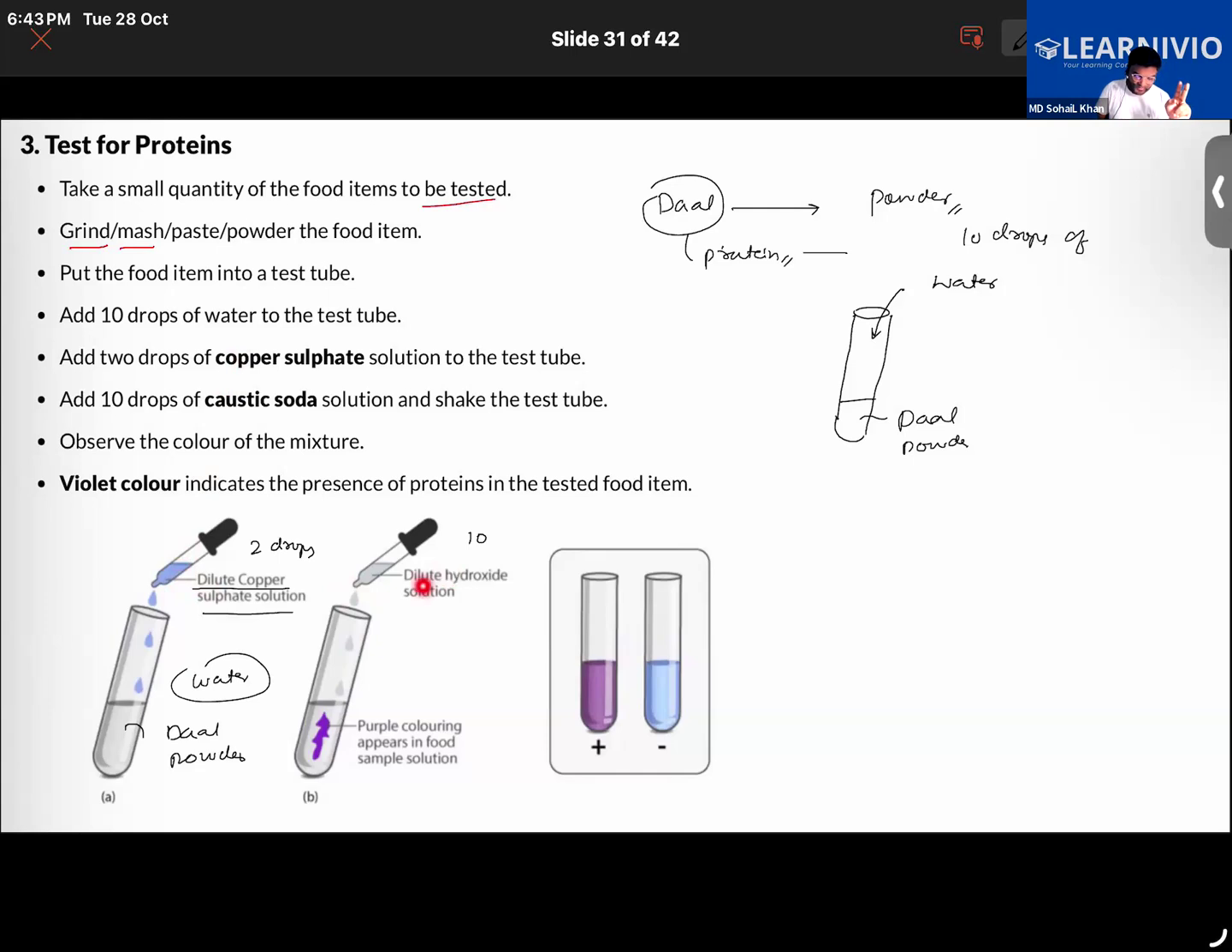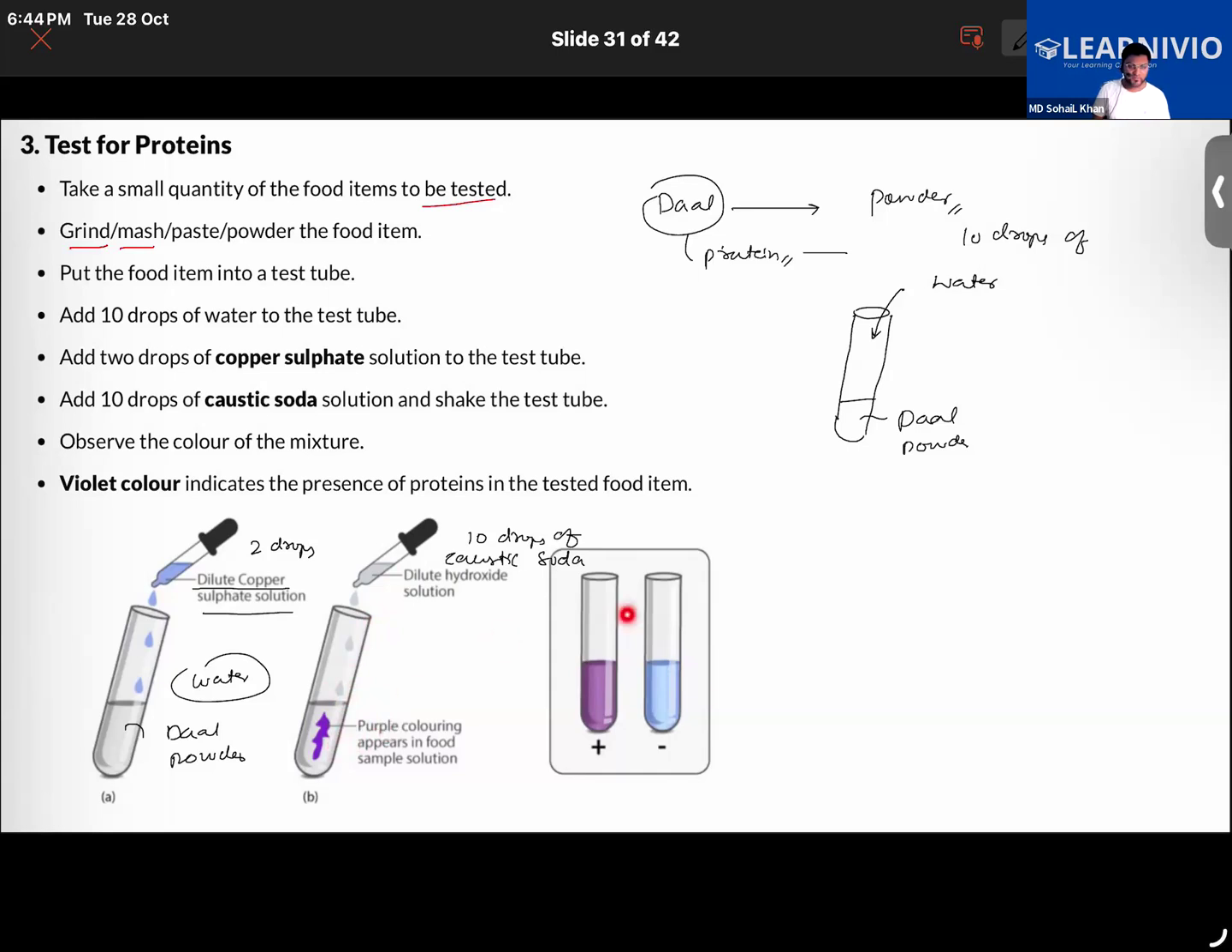That is simply dilute sodium hydroxide solution here. You will add 10 drops of caustic soda basically. So after adding 2 drops of copper sulfate solution, next you will be adding 10 drops of caustic soda solution to it, and you will shake the solution. Now, after shaking this solution well, you will observe that there will be a purple color in it. Purple color will start appearing in the food sample solution.